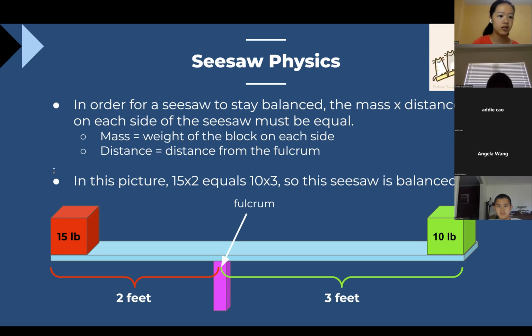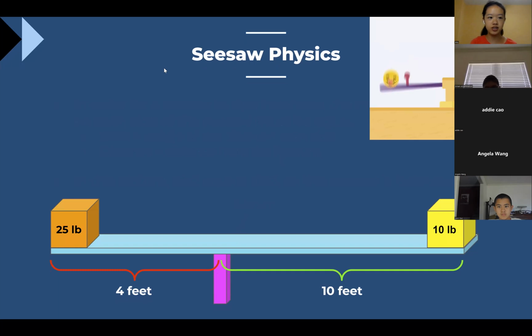Mass times distance, basically. Mass times distance on both sides has to be the same. So we can do a couple of problems with this. For this seesaw, is this seesaw balanced?